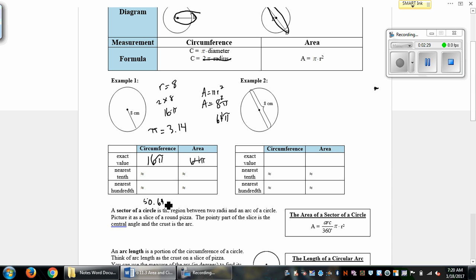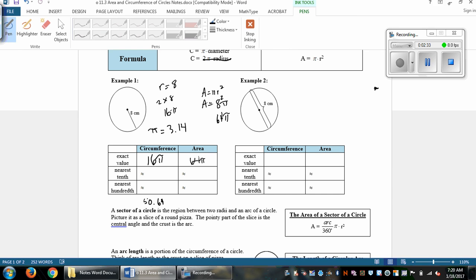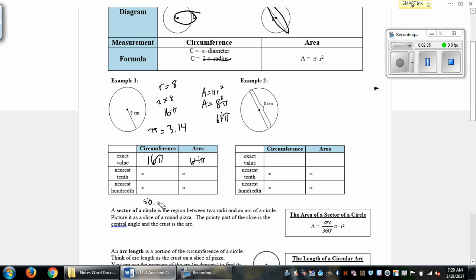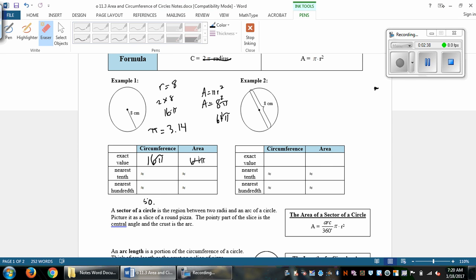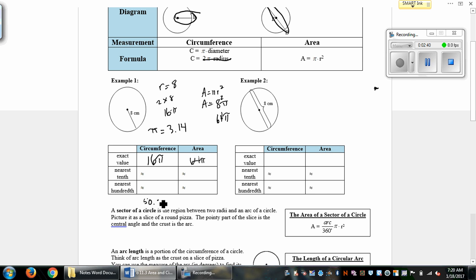16 by 3.14, we get 50.24. And then 64 times pi, 64 times 3.14 is 200.96.